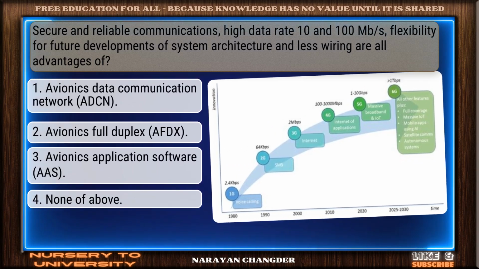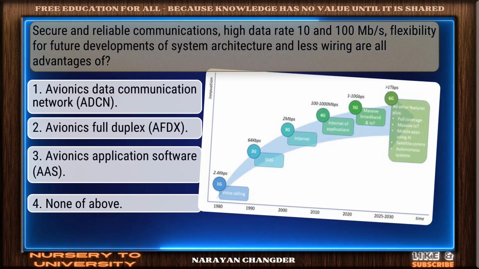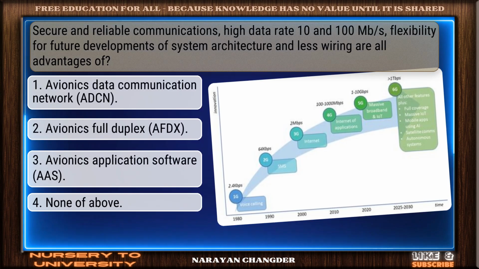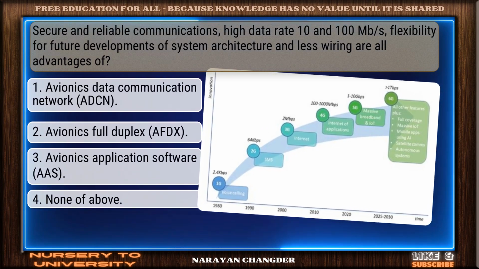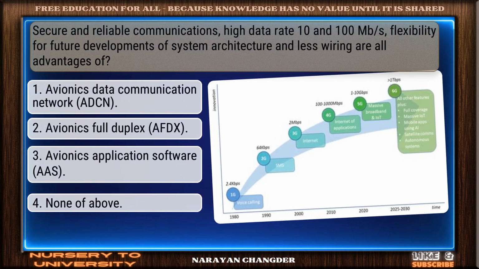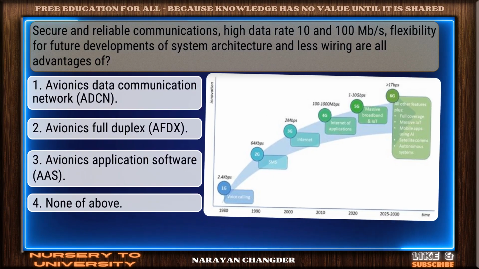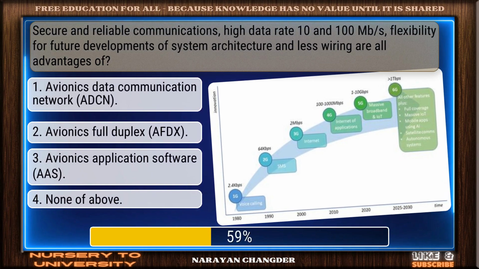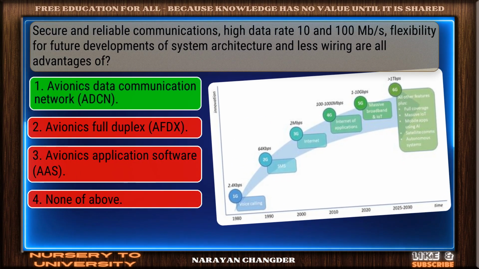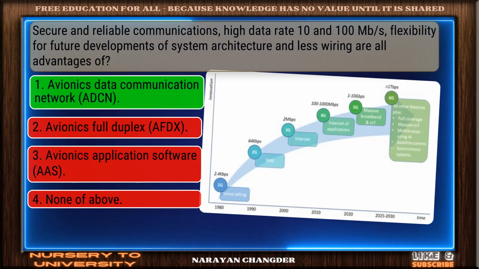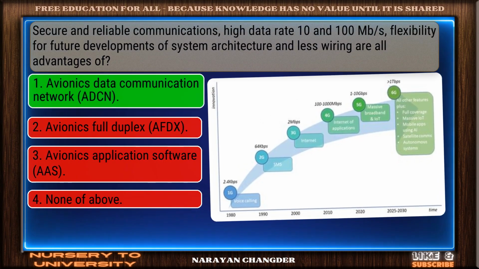Secure and reliable communications, high data rate 10 and 100 MB bus, flexibility for future developments of system architecture, and less wiring are all advantages of. Great job! Avionics Data Communication Network is the accurate answer.